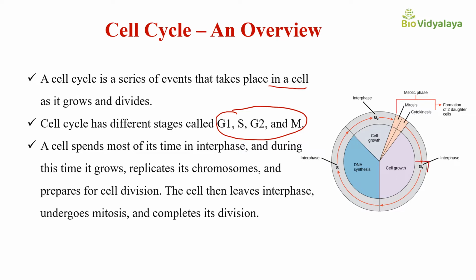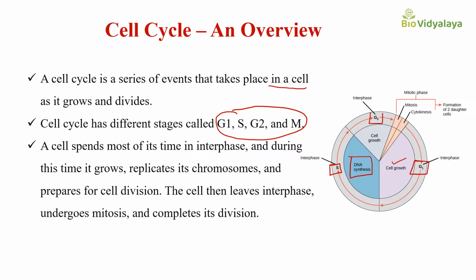See this picture. Here you can see this is the G1 phase. In this phase, cell growth is occurring. That is called gap phase 1. Next is the S phase, the synthesis phase, and in this synthesis phase DNA synthesis is occurring. Duplication or replication of DNA is occurring in this S phase.